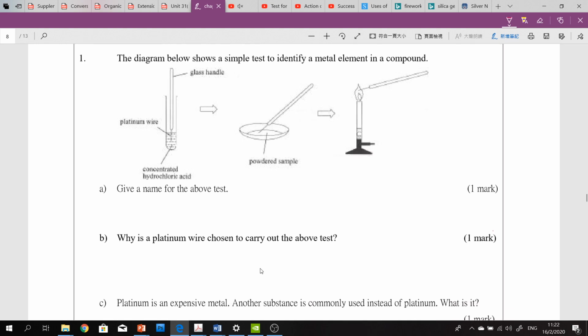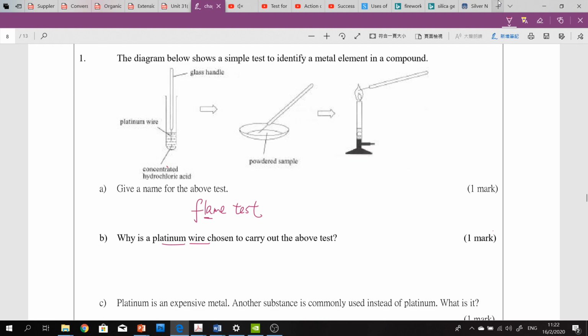The diagram below shows a simple test to identify a metal element in a compound. So you are going to have this one as usual, that you may see in the picture, with a powder sample, and this gives you a flame. What is that test? The name of the test, we call that the flame test. Remember the spelling. Why is the platinum wire chosen to carry out the above test? Why use platinum? Why not iron? Why not other metals?